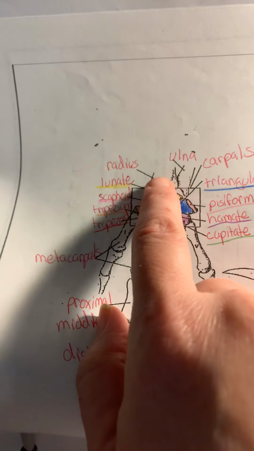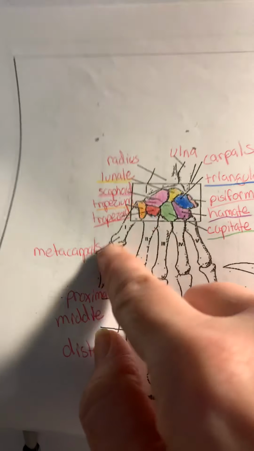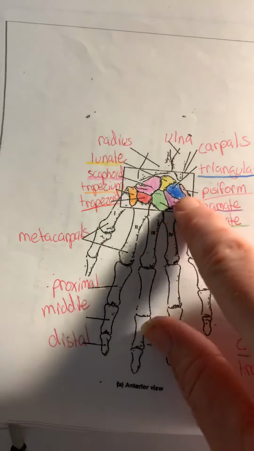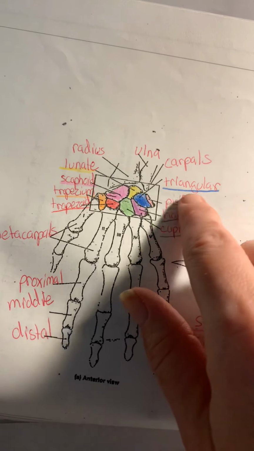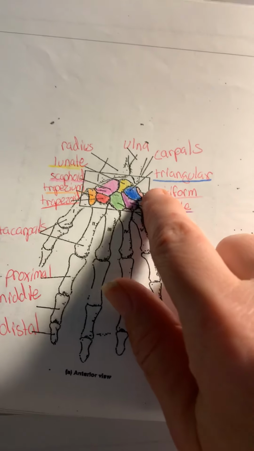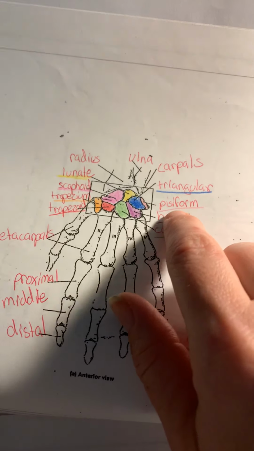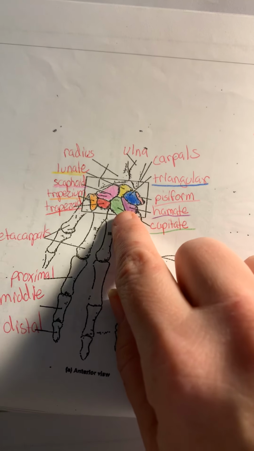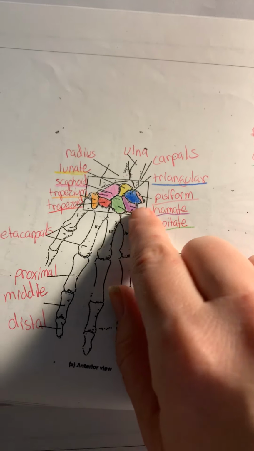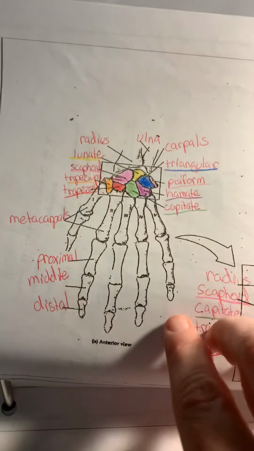Okay, and then here you can label the radius, which is always on the thumb side, and the ulna. Okay, this blue bone is the triangular bone. And there's a small little sliver of bone next to that called the pisiform. And then coming back around, we have the hamate and the capitate. Okay, so those are all collectively called the carpals, which make up the bones of our wrist.